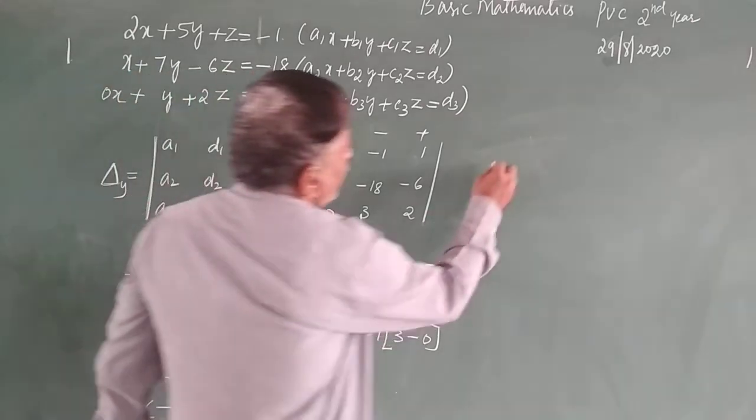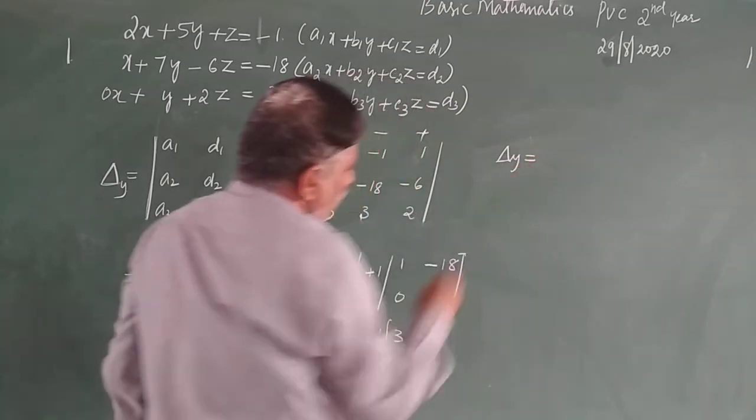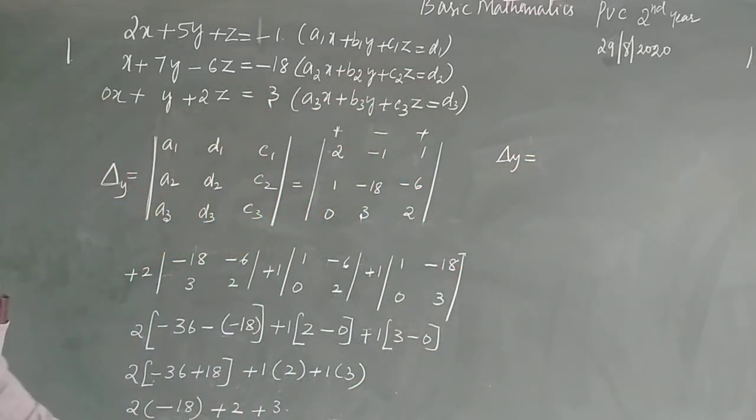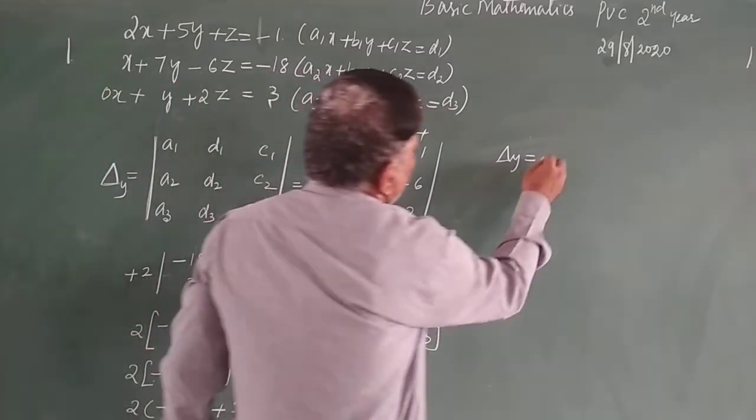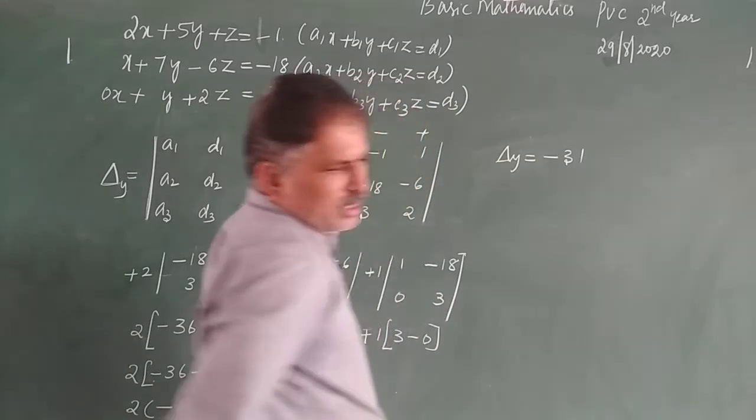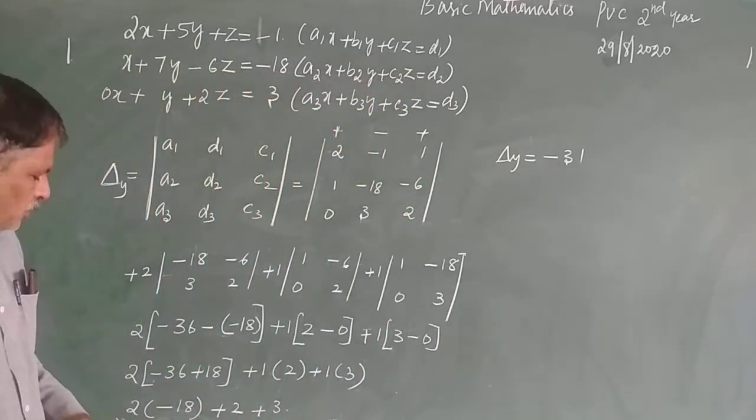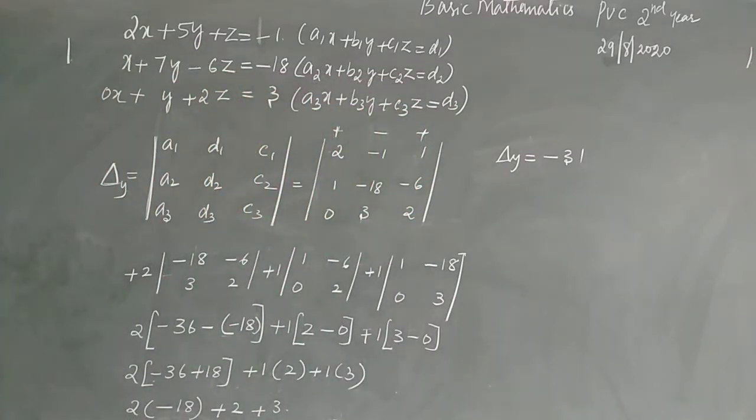So I will get delta y is equal to minus 36 plus 5, different sign, subtract. When you subtract, you will get 31, the greater number's sign is minus, so I will get minus 31. So this is delta y.